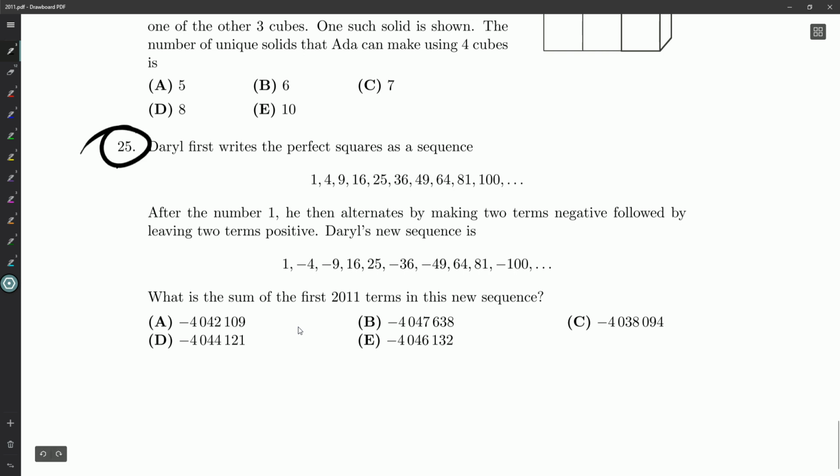And hopefully you're as excited as I am to finish off our 2011 Grade 8 Gauss with question number 25. Daryl first writes the perfect squares as a sequence: 1, 4, 9, okay, sure, 100, and it looks like he keeps going. After the number 1, he then alternates by making 2 terms negative followed by 2 terms positive. So 1, negative 4, negative 9, then 16, 25, negative, negative, positive, positive, negative, negative. Okay, I understand this now. What is the sum of the first 2011 terms in the new sequence?